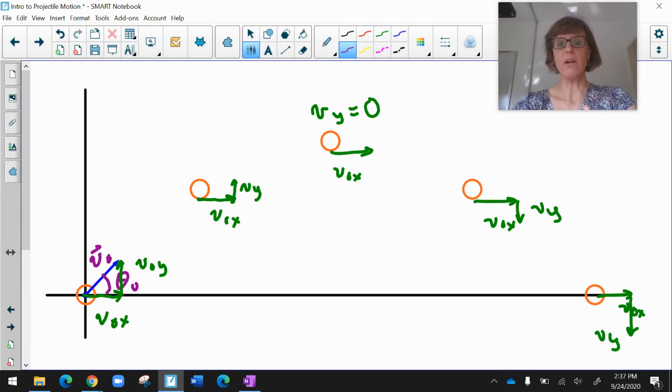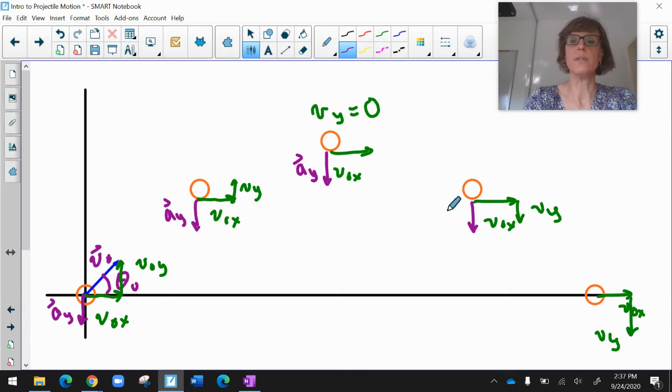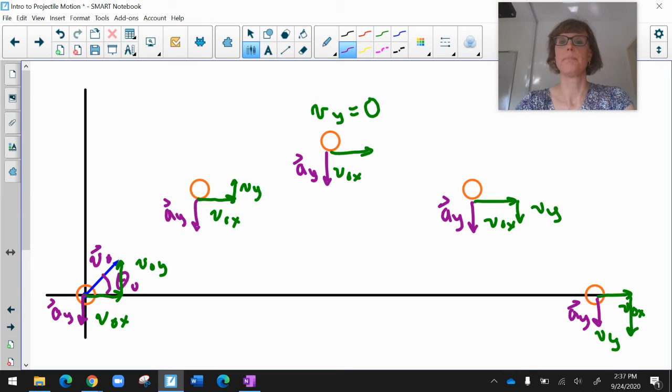Now, throughout all of this, we know that there is an acceleration that points down. So I'm always going to have this ay vector. And as we know from free fall motion, it's always going to have the same length, and it's always going to point in the same direction for my whole trip. Okay.